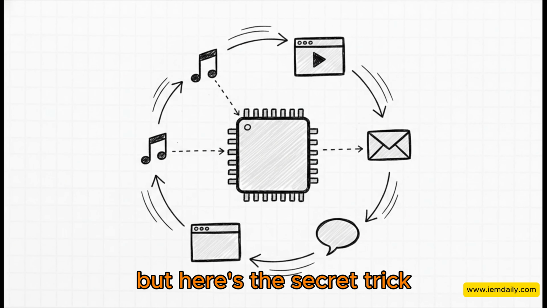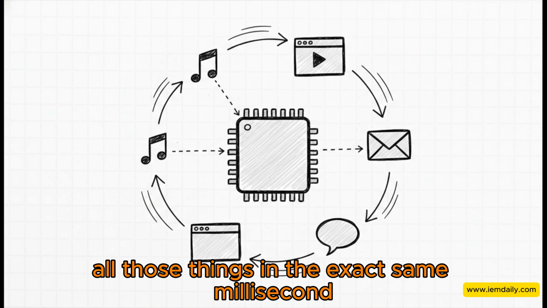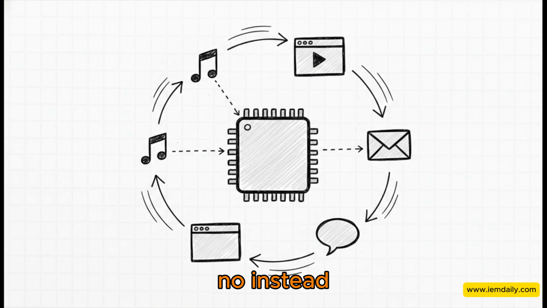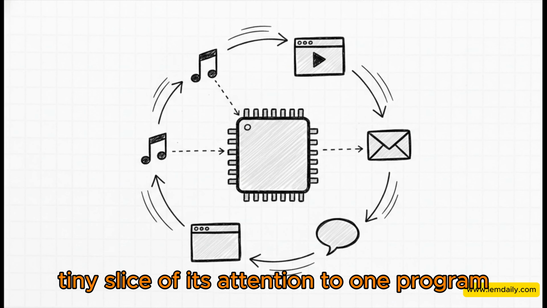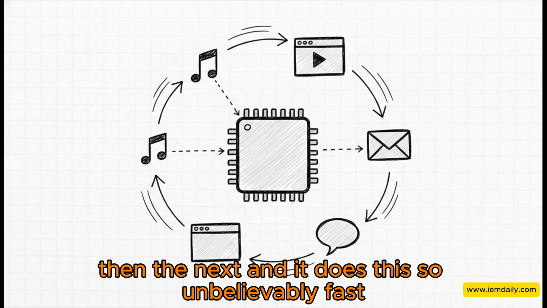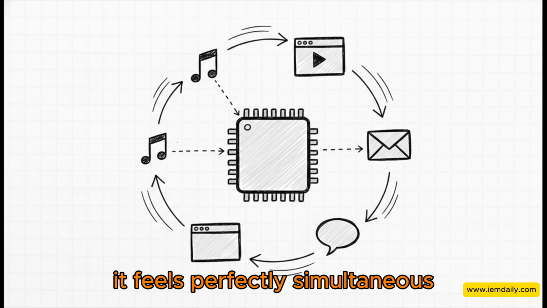But here's the secret trick. Your CPU isn't actually running all those things in the exact same millisecond. No, instead, it's doing something really clever called time sharing. It gives a tiny slice of its attention to one program, then instantly switches to the next, then the next. And it does this so unbelievably fast that to our human brains, it feels perfectly simultaneous.